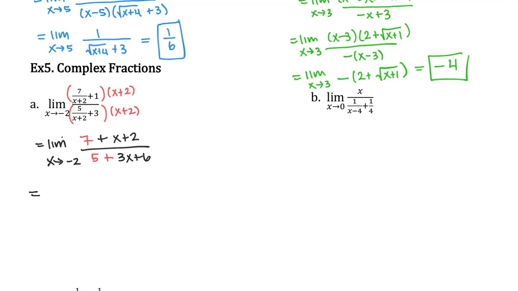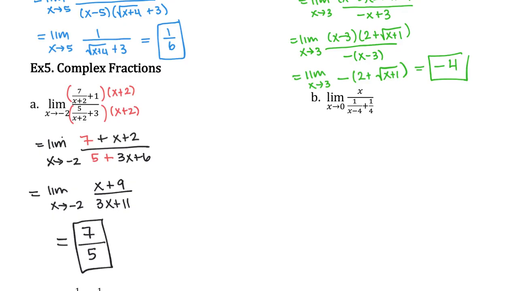Now I'm going to simplify this a little bit, although I could plug in right now. I just want it nicer before I plug in. So I get x plus 9 over 3x plus 11, which I can now do direct substitution on. -2 plus 9 is 7. 3 times -2 is -6, plus 11 is 5. So the limit is 7/5. And remember, it only didn't exist because there was some kind of hole there.